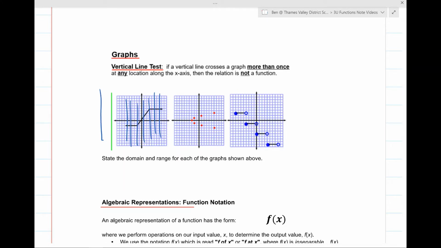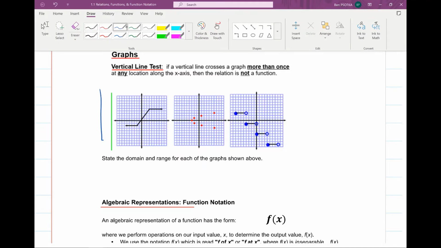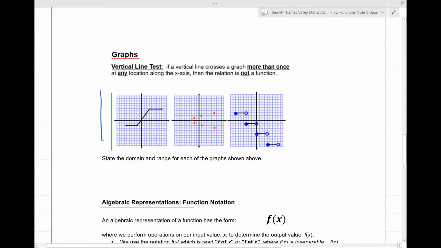it's just a relation. Okay, so on this first function, let's choose a better color than blue here, just so we can see. Let's look with red. So this first one, if I keep drawing vertical lines across here, our vertical lines only ever touch the function one time. So we'll call this one a function, because we'll say it passes the vertical line test.